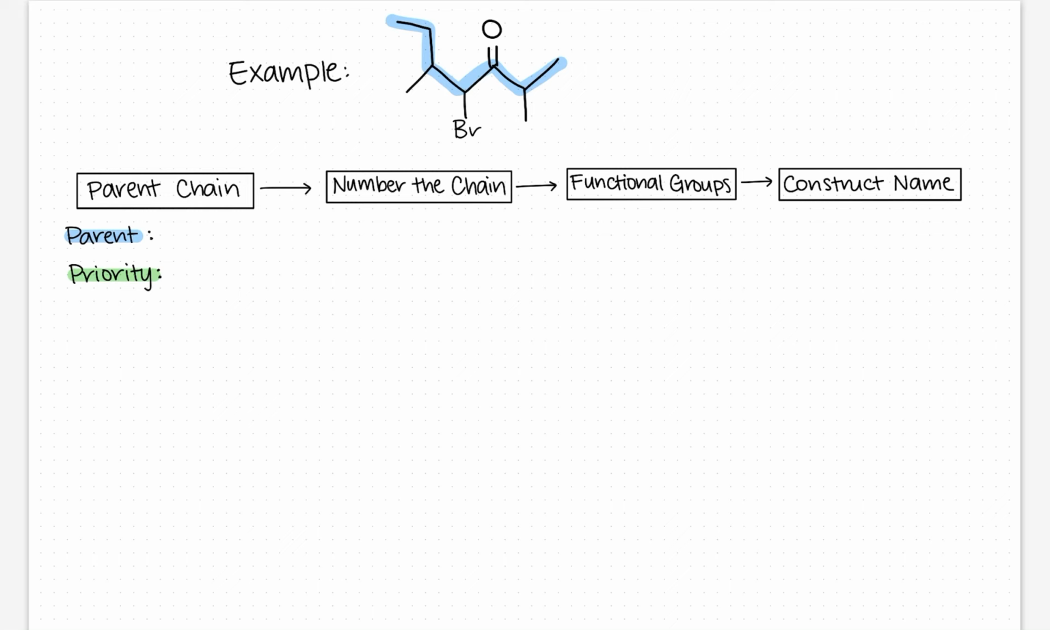It's 1, 2, 3, 4, 5, 6, 7 carbons long, so it's going to have the parent of hept, and there's no carbon-carbon double bonds here, so it's heptan something. We can identify our priority here, which is the highest priority functional group, as a ketone, which is right here. So that's going to be known as -one. So that's what our parent name is going to be, heptanone.